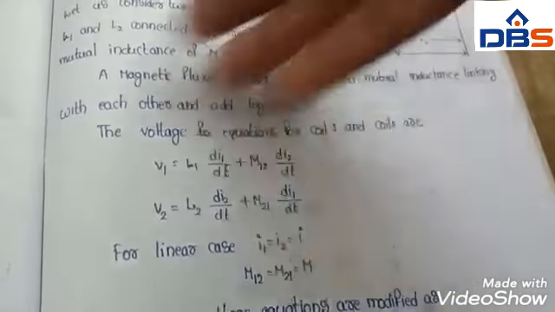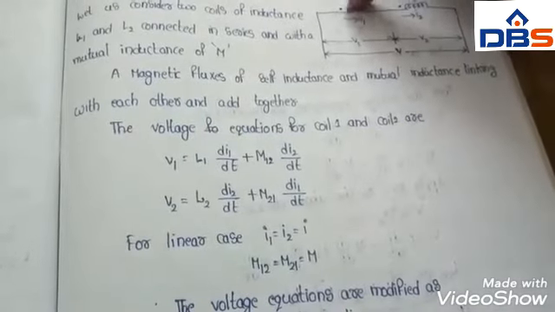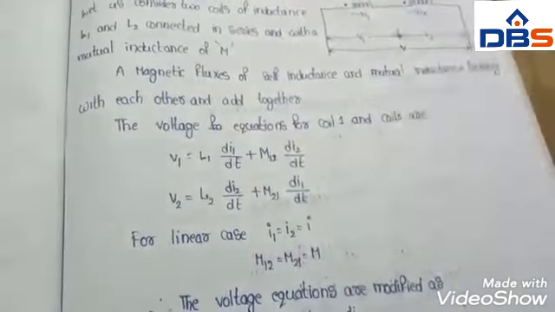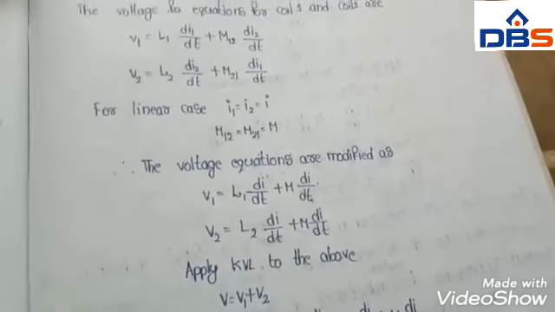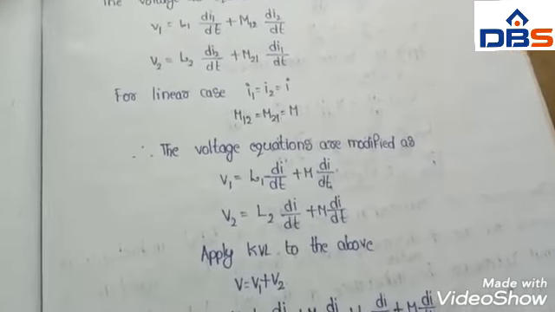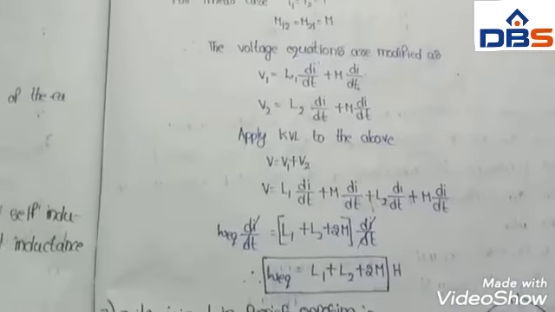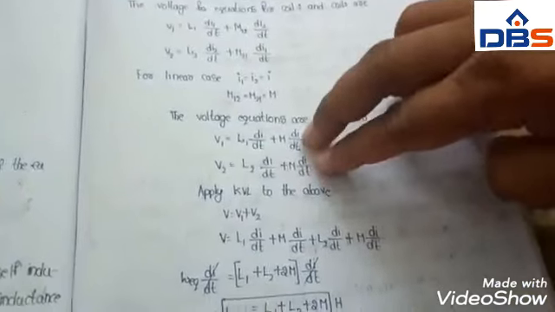But it is a series circuit, that's why both currents are the same, that is I1 = I2 = I, and M12 = M21 = M. So applying these in the above equations, V1 = L1 di/dt + M di/dt and V2 = L2 di/dt + M di/dt. So total voltage V = V1 + V2. So these two are in aiding.